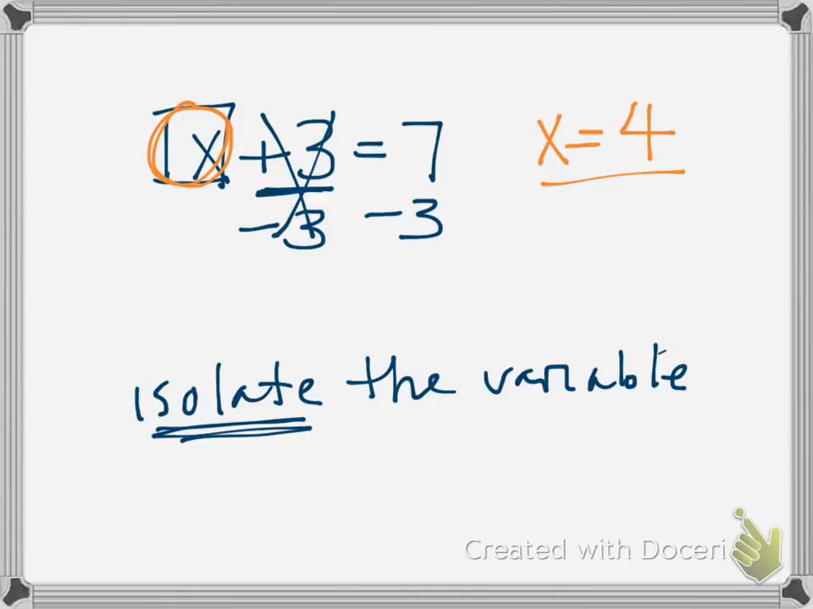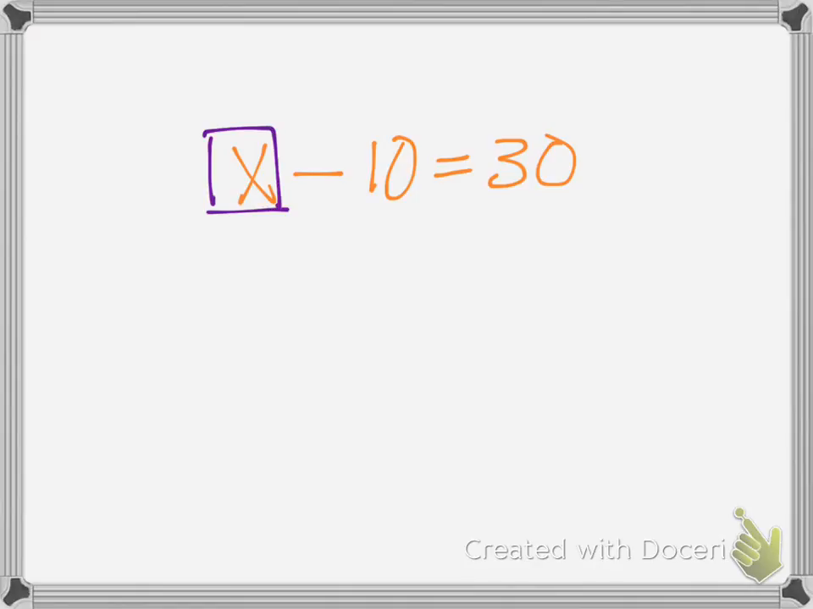All right, let's do a one-step equation with subtraction. So x minus 10 equals 30. So I want to isolate my variable, and my variable is x. I need this to be all by itself. The thing that's keeping it from being by itself is this negative 10. So I'm going to use opposite operations on both sides. And in this case, that's going to be positive 10, because the opposite of negative 10 is positive 10. But I have to do it on both sides.